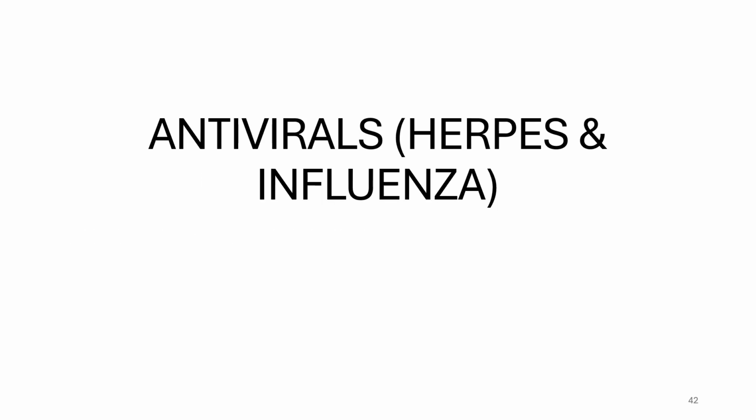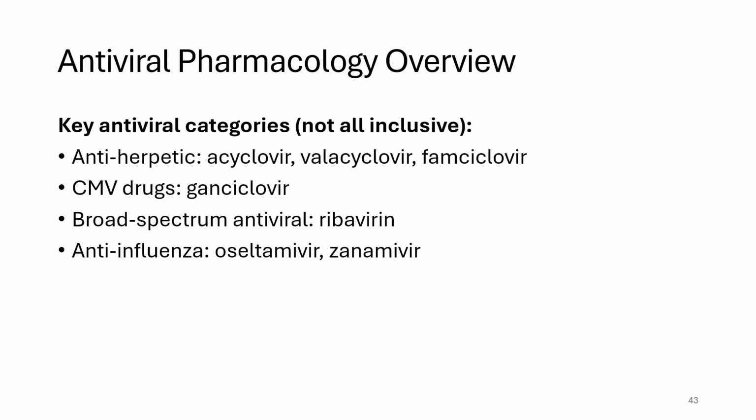Okay, looking at our antivirals, shifting away from our antibiotics and onto our antivirals, specifically our herpes and influenza antivirals. This is a high-level overview, not all-inclusive. First, our anti-herpetic drugs: acyclovir, valacyclovir, and famciclovir. These are used for HSV and VZV infections like oral and genital herpes and shingles. Valacyclovir is commonly used because of better oral absorption, which we'll talk about.